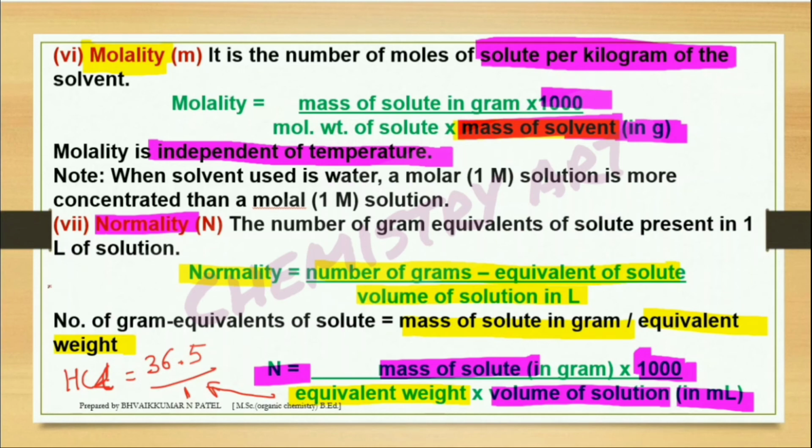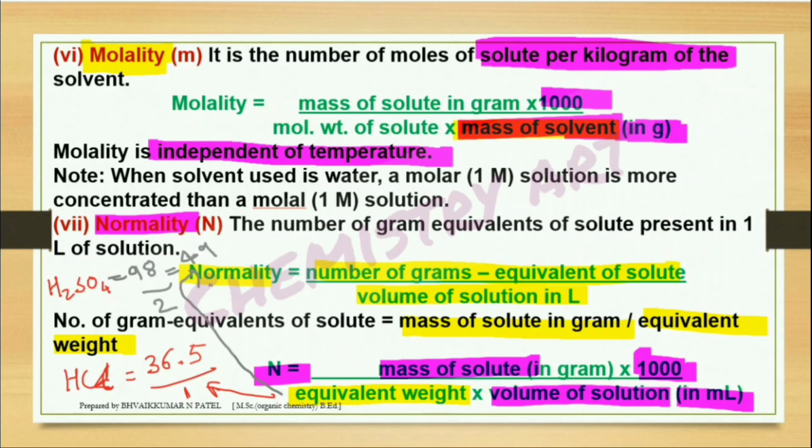But in case of H2SO4, as we know, the molar mass is 98. Here 2 H plus are released. It means that we have to divide by 2. The positive ion valency will be 2, H plus. So the equivalent weight will be 49. So for H2SO4 the equivalent weight becomes 49. So what is gram equivalent of solute? Mass of solute in gram divided by equivalent weight.